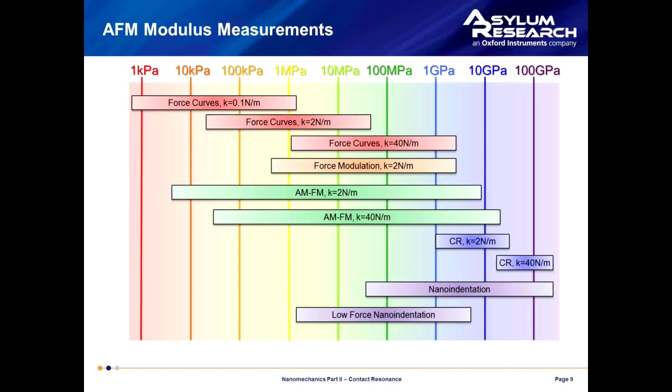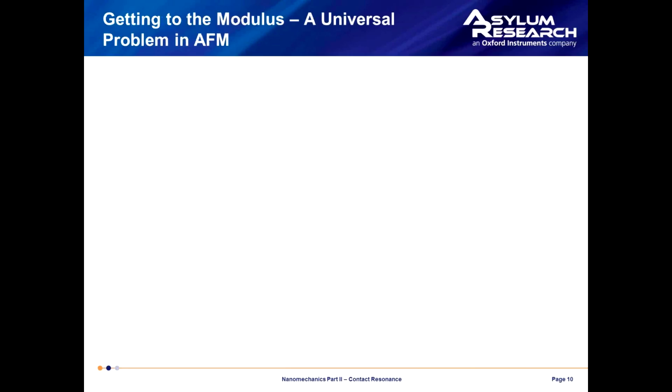Finally, in my first philosophy of AFM nanomechanics statement, I mentioned that it is nice to have multiple techniques that can be compared. Contact resonance and nanoindentation are unique in that they fit the bill here at that sort of high end of the modulus measurement range, the sort of 1 gigapascal to several hundred gigapascal range. So getting modulus measurements out of AFM experiments is kind of a universal problem independent of all those techniques.